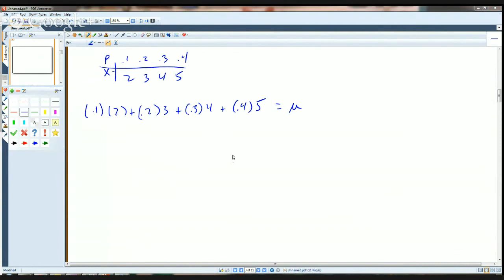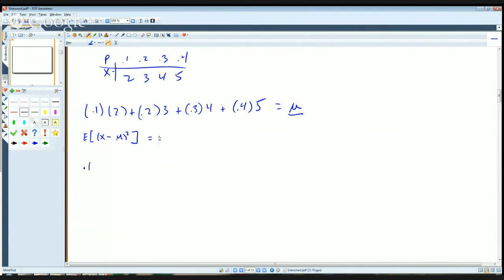Let's do the variance real quick too. So let's say that that works out to be mu. Okay. So how do we calculate the variance? One way to calculate the variance is that it's the expected value of (x minus mu) squared. Okay. So we could do 0.1.